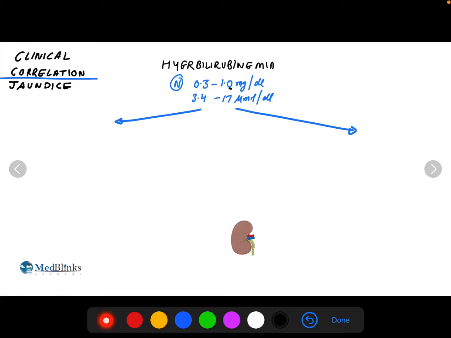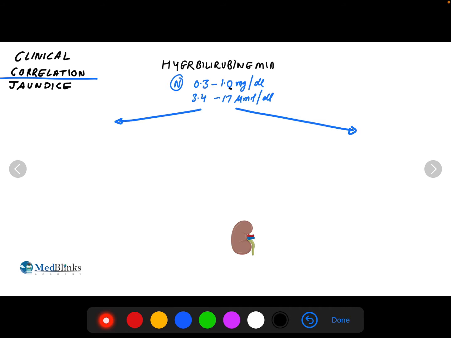We are going to learn about clinical correlation of jaundice. We will apply the basic science knowledge of bilirubin metabolism to clinical context and clinical case scenarios. So, let us start by again understanding what is jaundice.